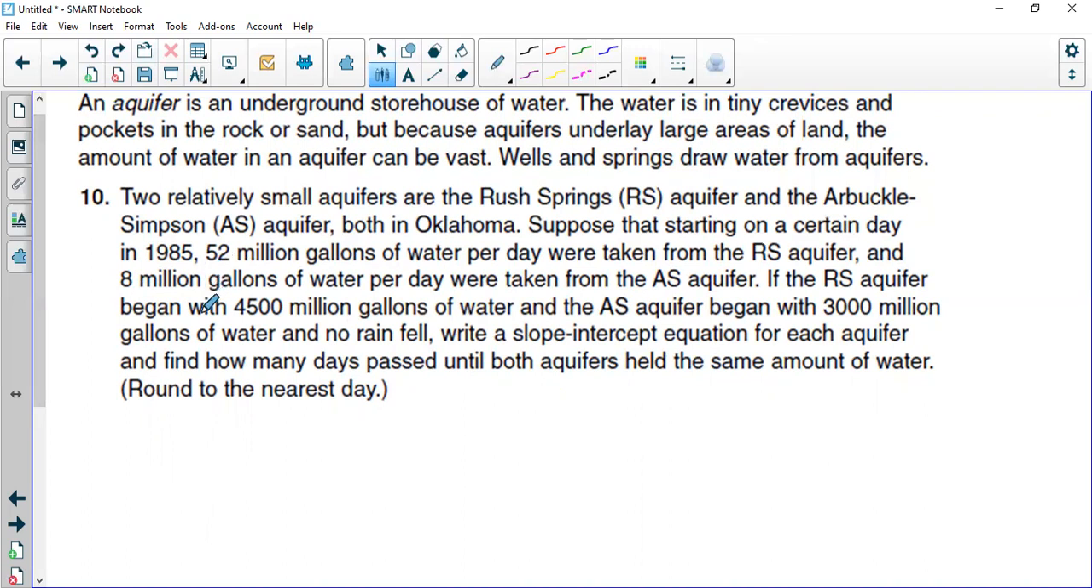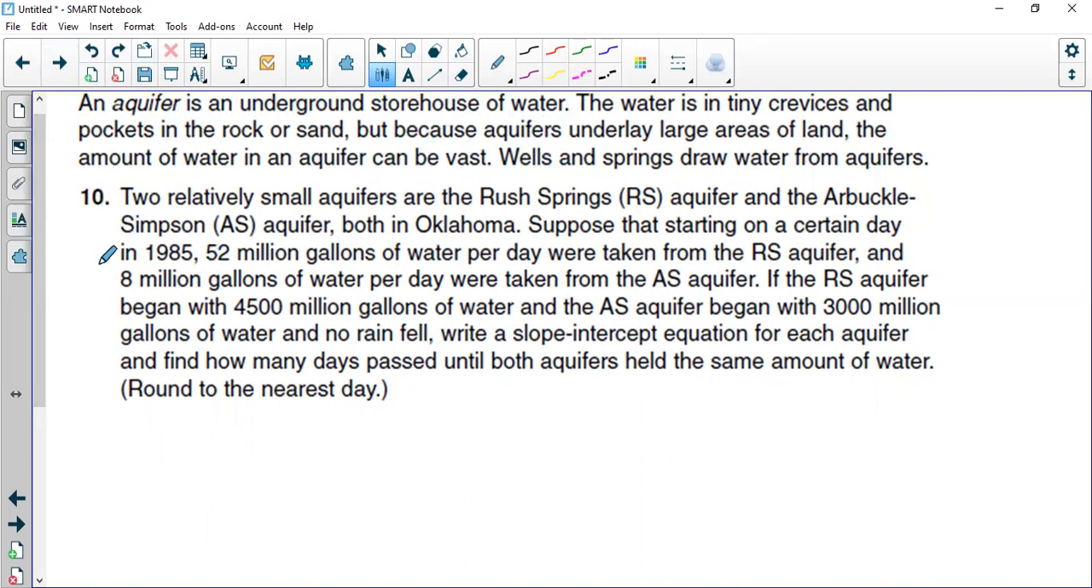But then let's make it easy. Now here, this is an information. They have given you what's an aquifer, that's all. An aquifer is an underground storehouse of water. So underground, if you have a place where you store water, that's called an aquifer.